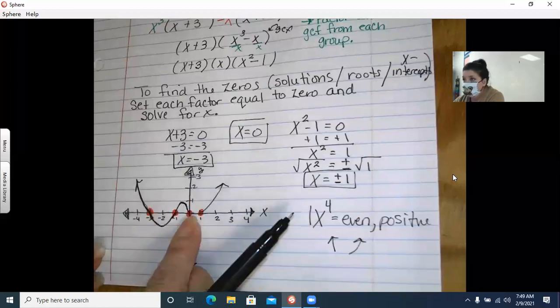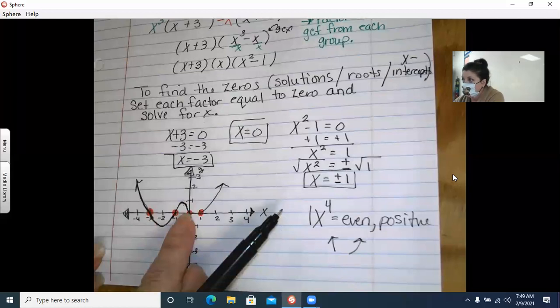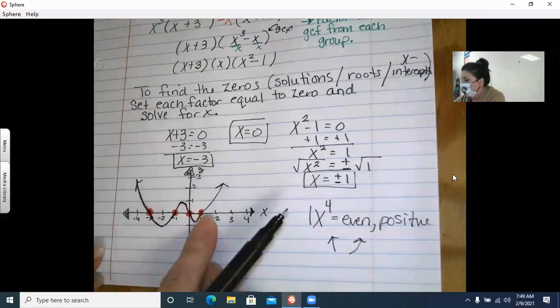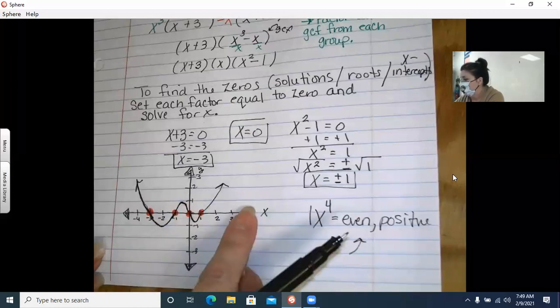It doesn't bounce at 0 because 0 did not occur an even number of times. So it's going to cross at 0 again, and it's going to go back down and curve to pick up the next 0. And then I know what happens on the ends. On the ends, there's no more curving, okay?